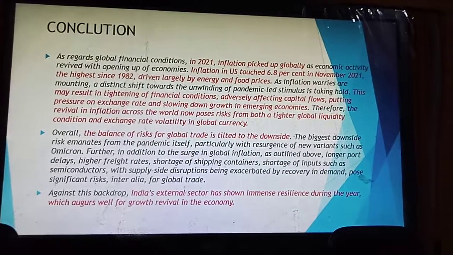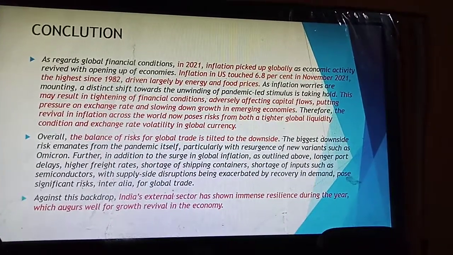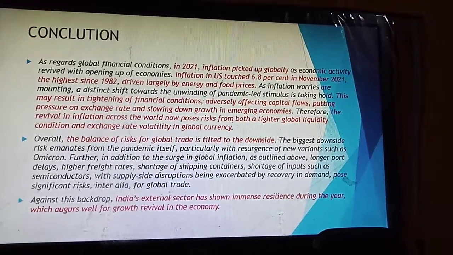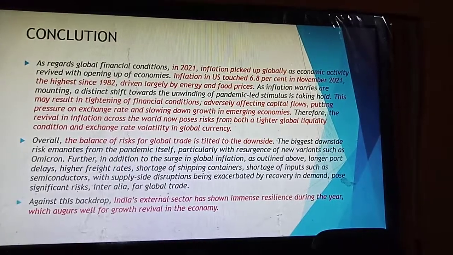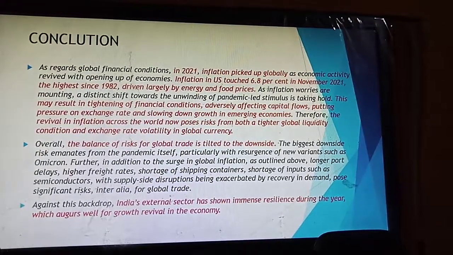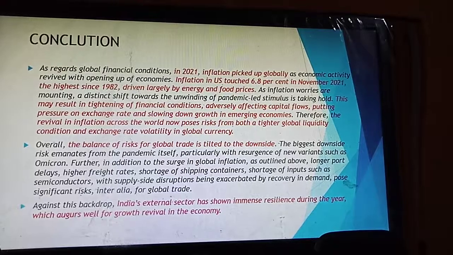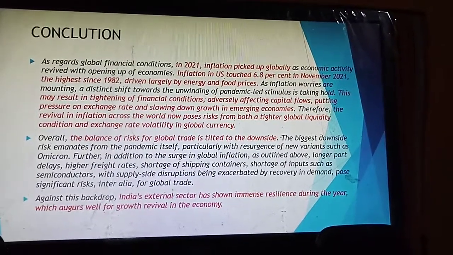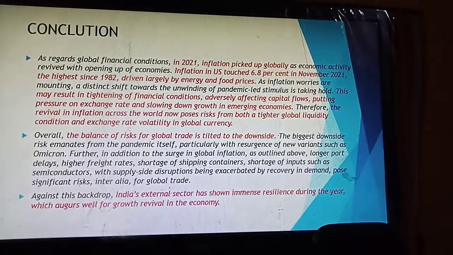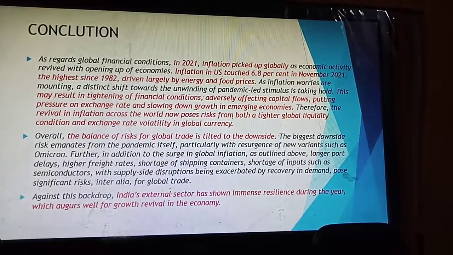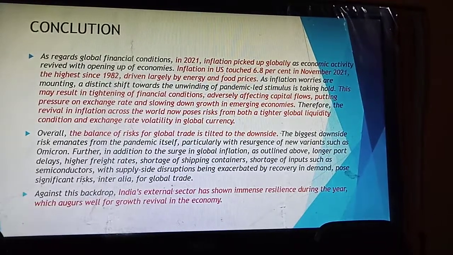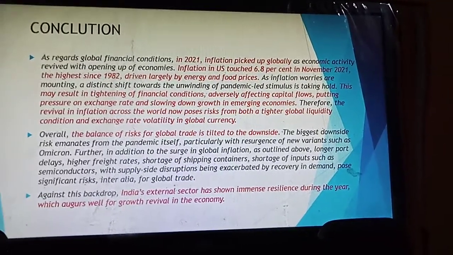Now coming to the conclusion part. In 2021, inflation picked up globally. Inflation in the US touched 6.4% in November 2021, the highest since 1982, driven largely by energy and food prices. This may result in tightening of financial conditions, adversely affecting capital flows, putting pressure on exchange rates and slowing down growth in emerging economies. Therefore, the revival in inflation across the world now poses risks from both tightening global liquidity conditions and exchange rate volatility in global currencies.